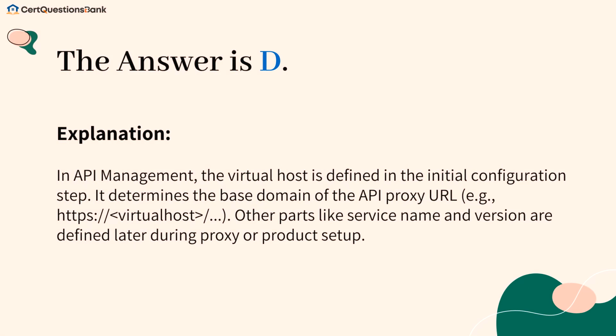The answer is D. In API management, the virtual host is defined in the initial configuration step. It determines the base domain of the API proxy URL. Other parts like service name and version are defined later during proxy or product setup.